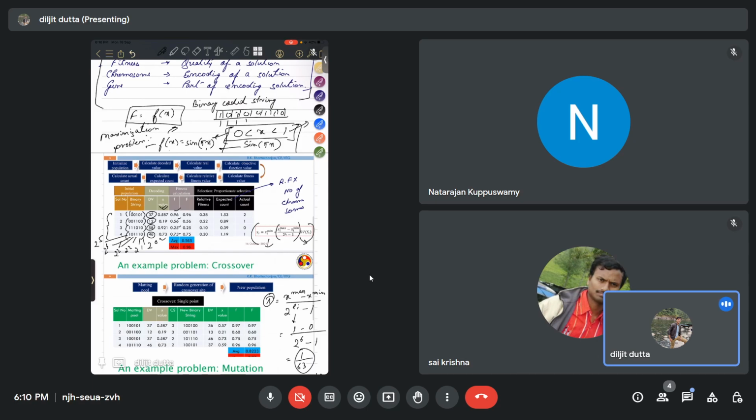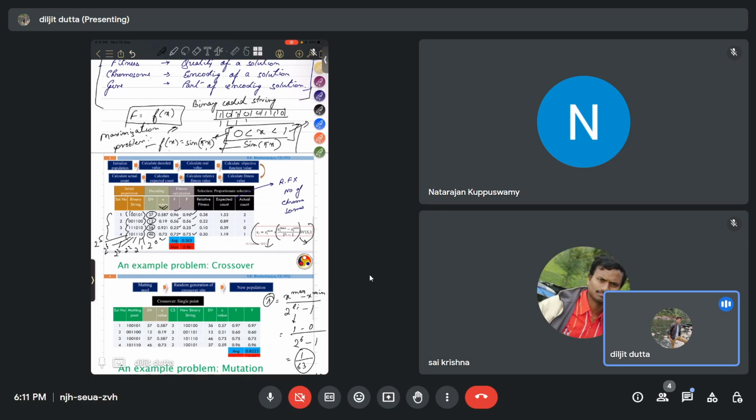This is a prime difference between genetic algorithm and classical optimization. In classical optimization, we always try to convert the problem to a minimization problem, because we want to get a convex function. But in the case of genetic algorithm, we always want a maximization problem. So even if there is a minimization problem, we'll try to convert it to a maximization problem. Clear?